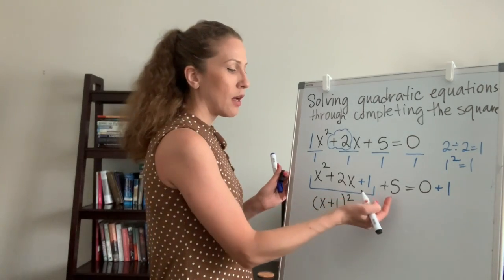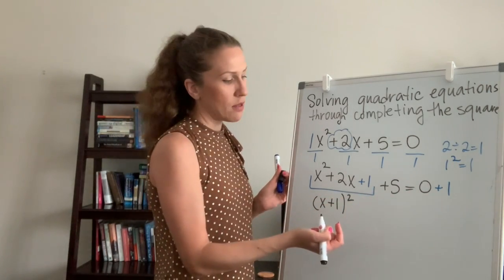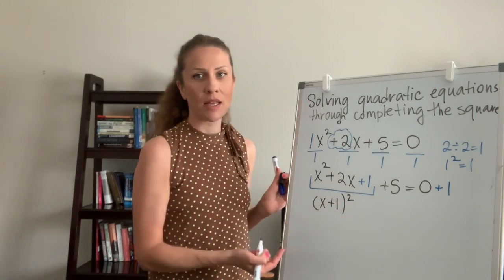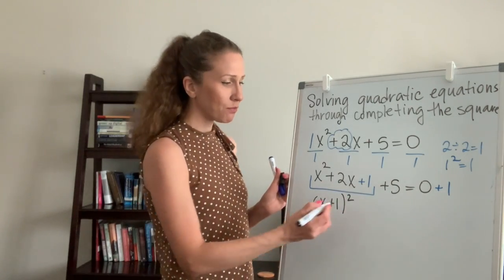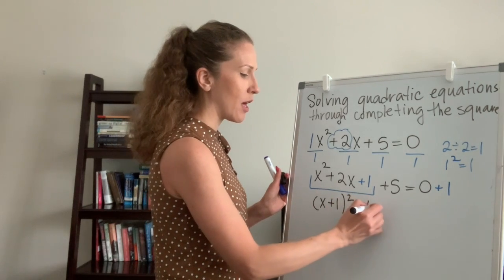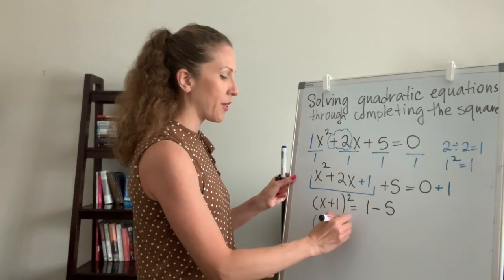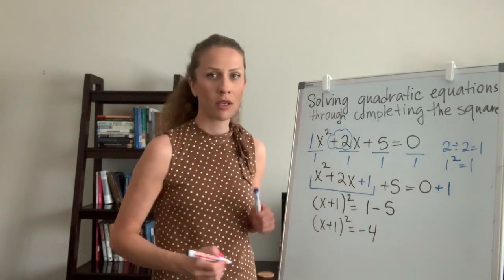So this factors to x plus 1 squared. Now, this 0 plus 1 is 1. And I'm going to take the positive 5 and place it to the right side. And it's going to be a negative 5. So we now essentially have 1 minus 5. This is my new equation. X plus 1 squared equals negative 4.